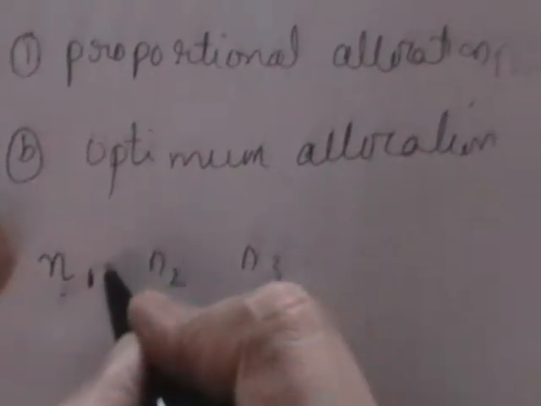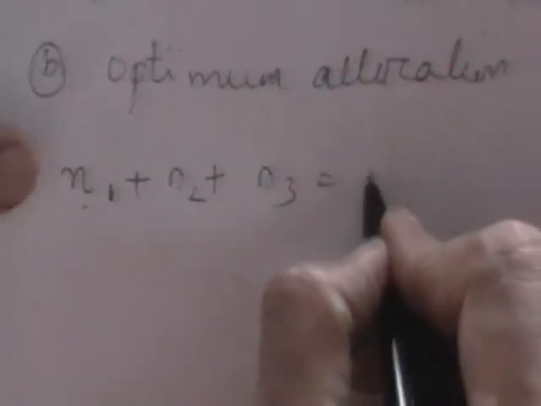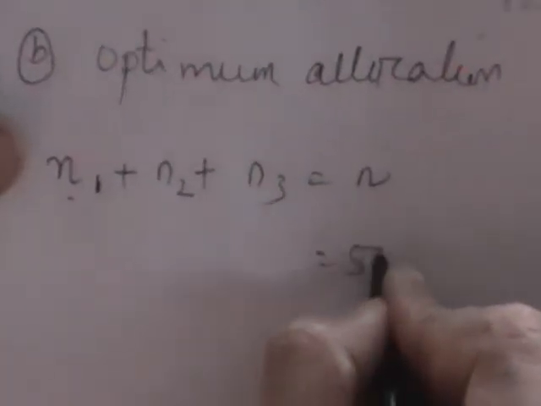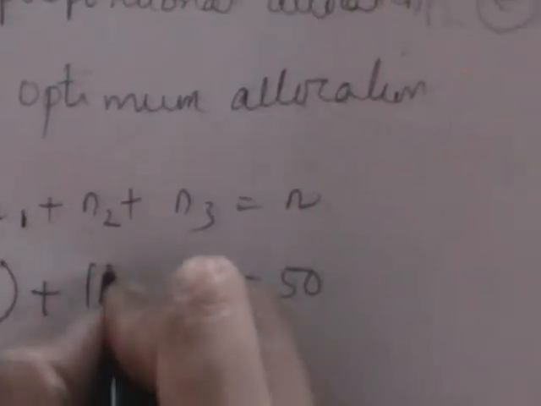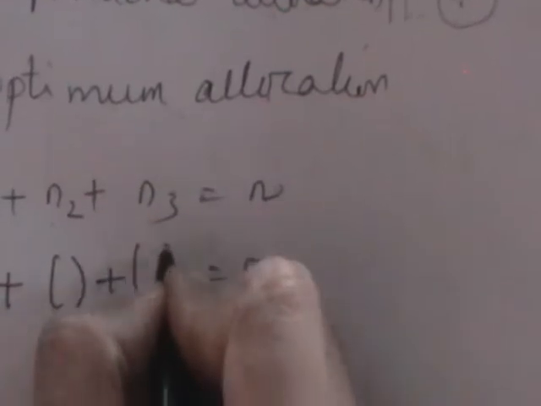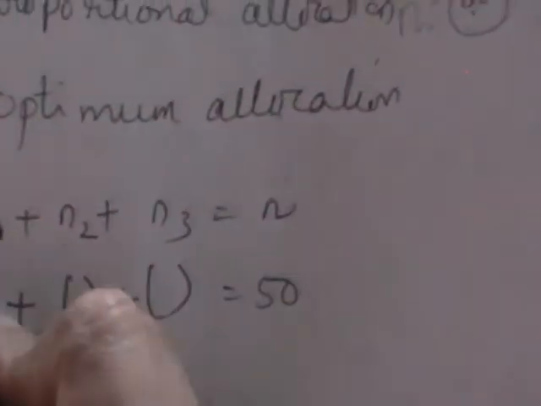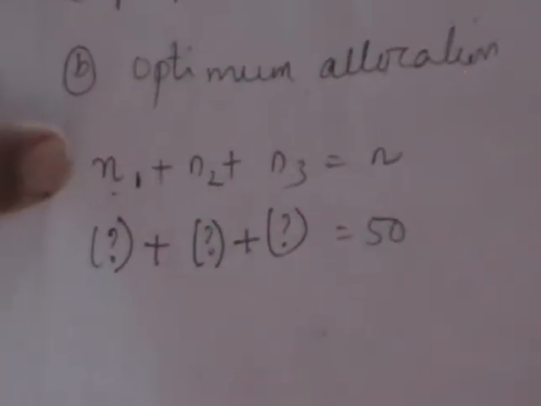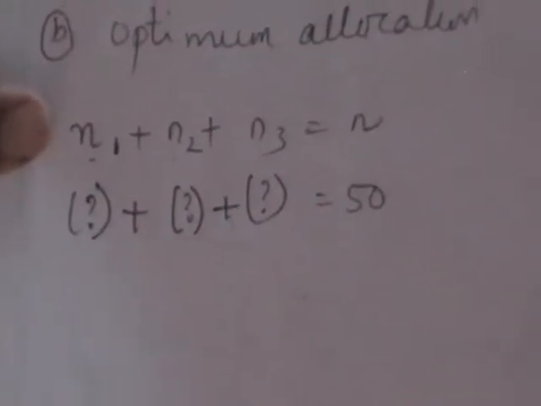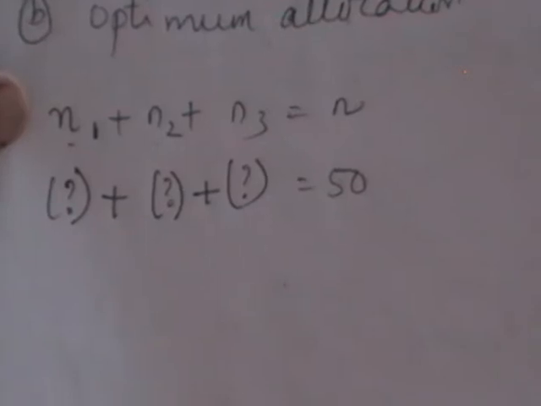Let us take this example, so that n1 plus n2 plus n3 is equal to n, meaning to collect a total of 50 units. Some amount I will collect from the first stratum, some from the second, and a quantity from the third one. So what is it that n1, n2, n3 stand for? I am going to select the sample in proportion to the stratum size.